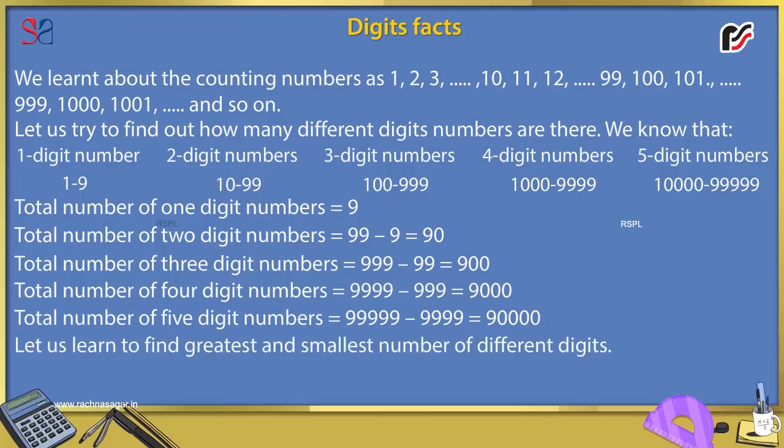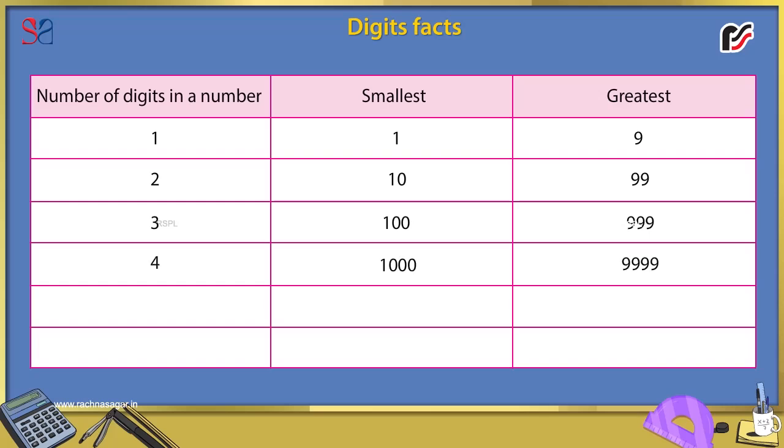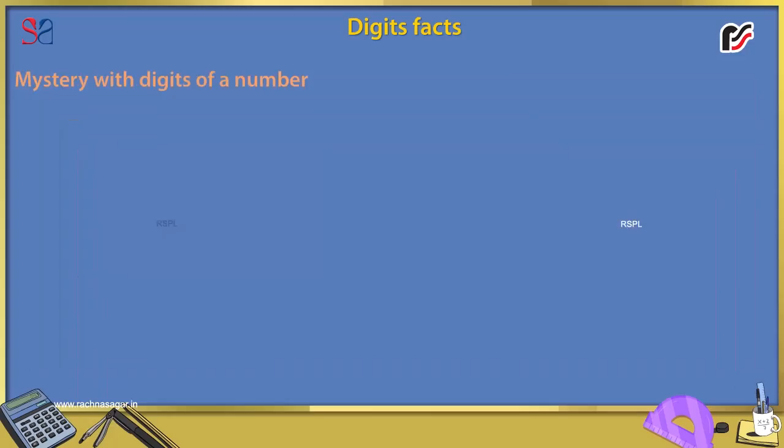Let us learn to find the greatest and smallest number of different digits. Number of digits in a number: smallest, greatest. 1: 1, 9. 2: 10, 99. 3: 100, 999. 4: 1000, 9999. 5: 10,000, 99,999. 6: 1 lakh, 9 lakh 99,999.